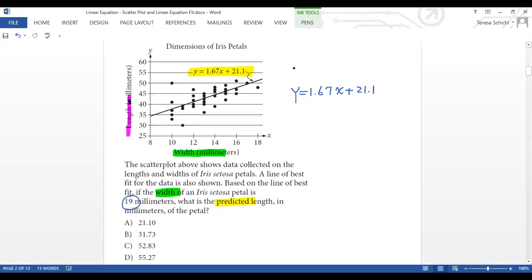So what do you need to do here? You just plug in the 19 into the equation and add 21.1. So you will get 52.83. So what is the answer? The answer is C here, right? So this is a pretty easy problem to do.